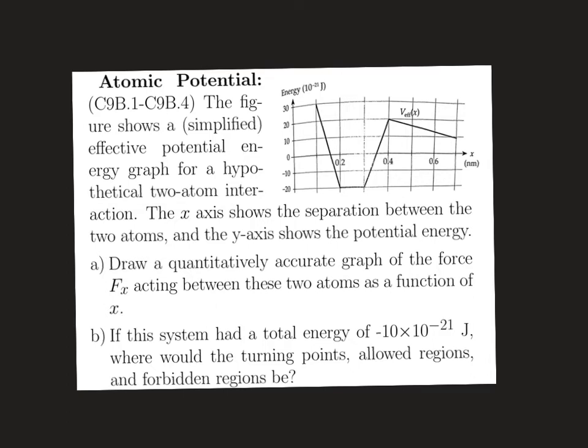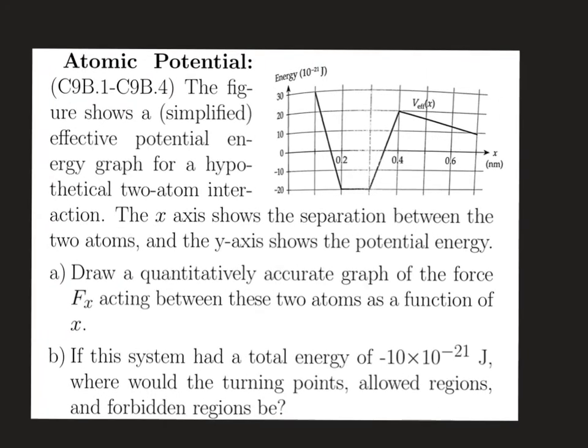Part B says, if this system had a total energy of minus 10 to the minus 21st, where would the turning points, allowed regions, and forbidden regions be? So I want to focus on the graph for this. What's really important is that it's telling me what the energy is. I need the energy in order to answer this question at all. The easiest way to do this is to notice the energy and then label the energy on the diagram.